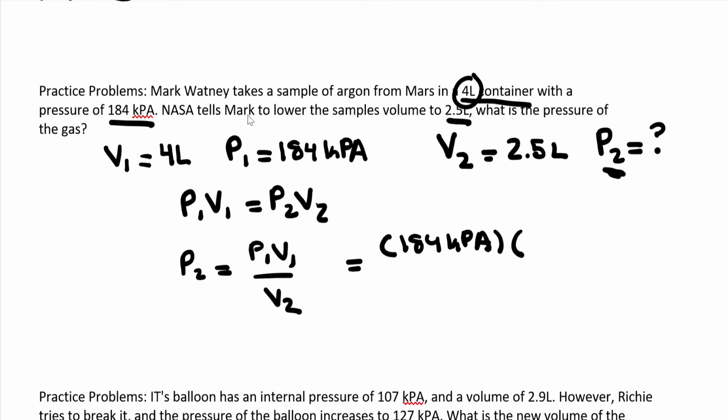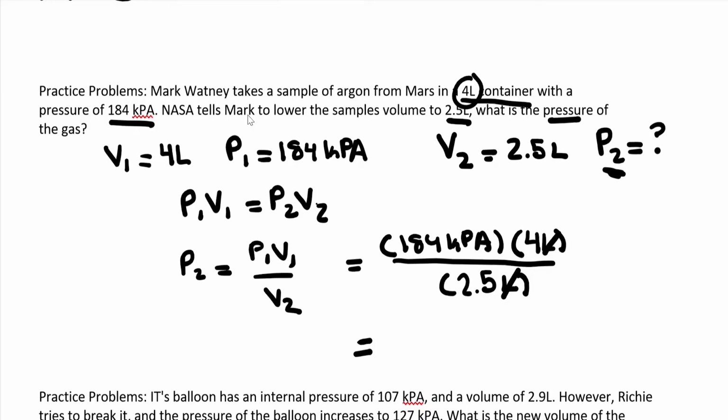Here you have V1 being 4 liters, and that's going to go over the value for V2, which is going to be 2.5 liters. All right, so what we do here, we do some math. The units cancel out, so your final answer is going to be in kilopascals, which is great because we're actually looking for pressure. So that means you did it correctly.